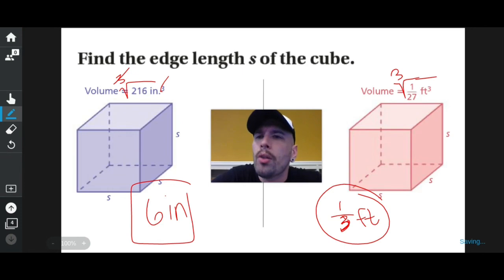So there's a video that I have that's exactly about square roots, and it's extremely similar to this video. And this video is about cube roots.